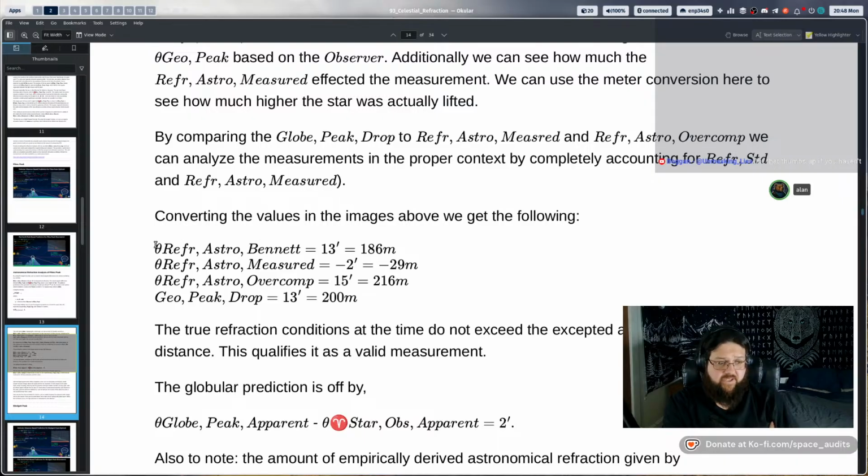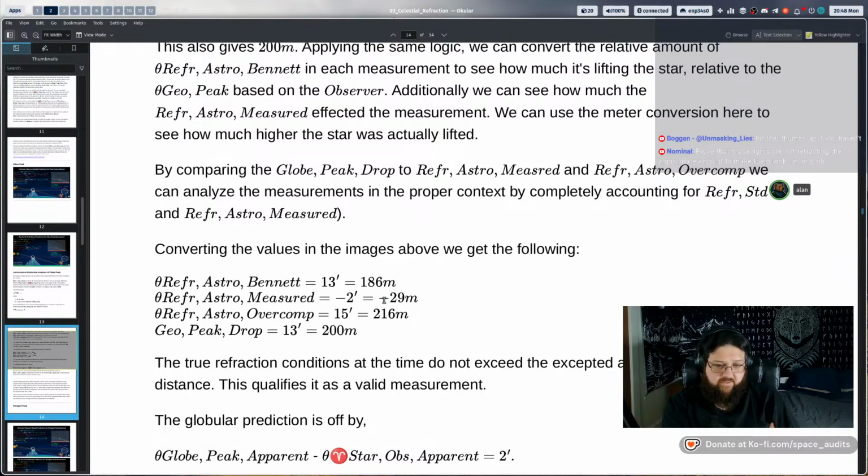So converting the values here, 13 astronomical refraction arc minutes comes out to be 186 meters. When the measured difference was 2 arc minutes, that comes out to be 29 meters. The overcompensation is 216 meters when you convert that. And the geometric drop over distance for the globe is 200 meters. So they overcompensated by 16 meters on that.